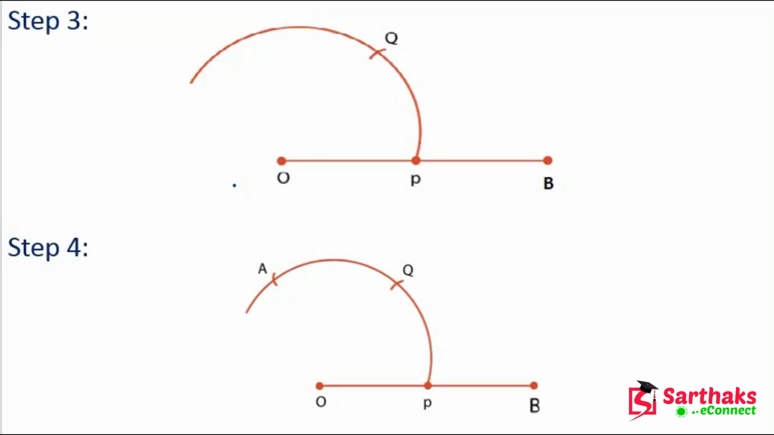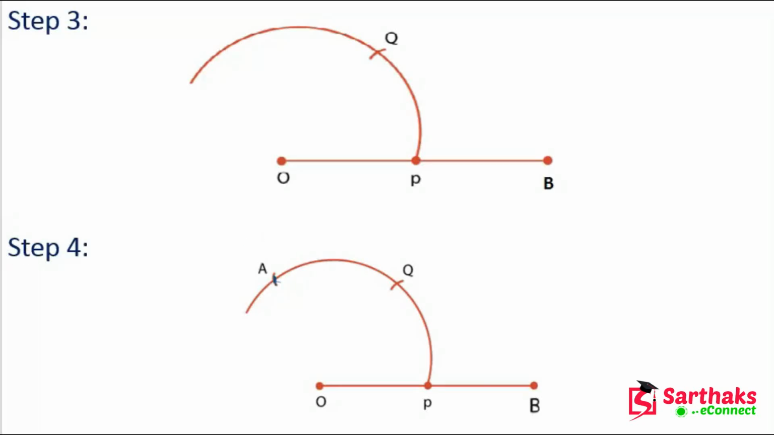Now in the 4th step, take Q as the center and with the same radius draw an arc that cuts the first arc at point A. This point. My dear friends, I hope you get this point. So this is very easy. You have to listen very carefully. These steps are very easy.